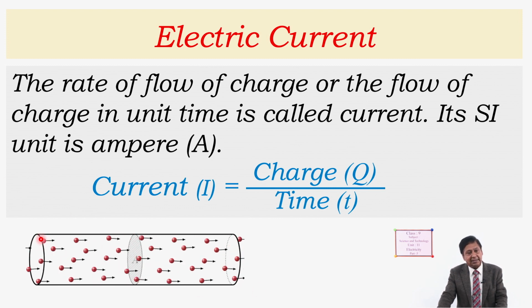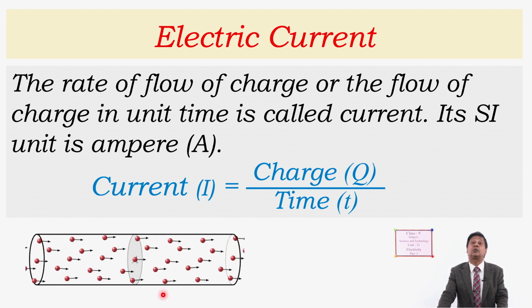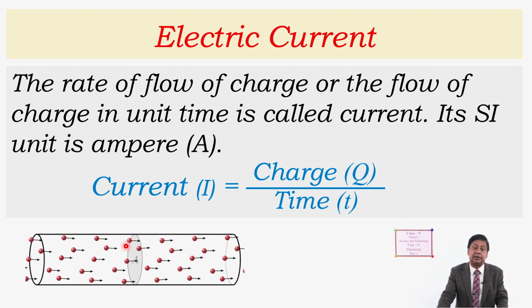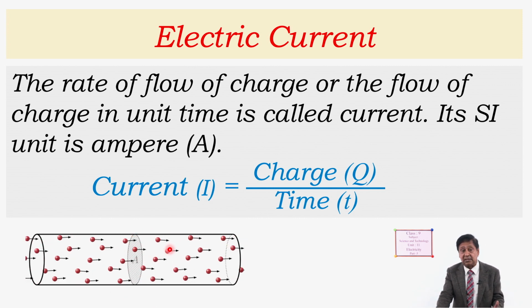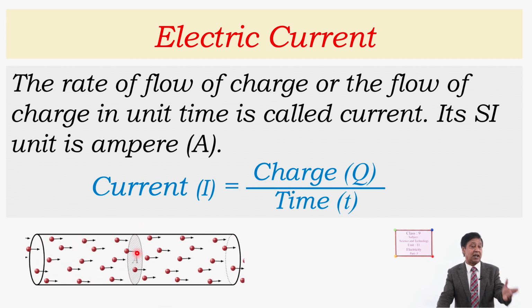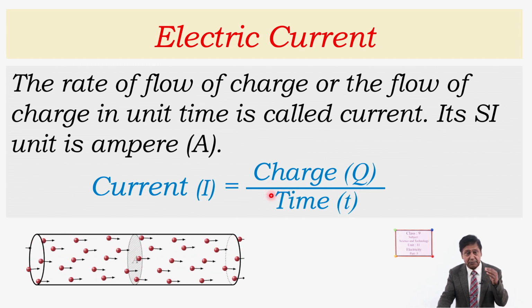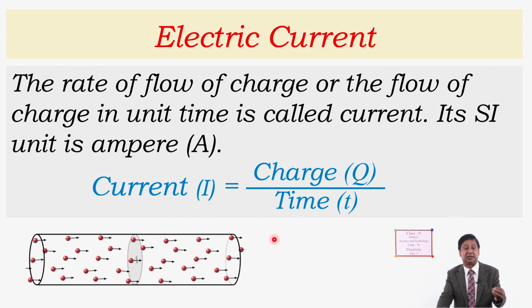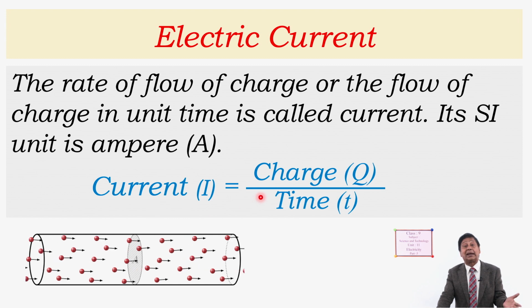Let's say electrons are flowing. It means electrons are carrying negative charge, and this negative charge is crossing, let's say, this cross section of the conductor. Then the amount of negative charge crossing this cross section can be taken in the numerator, and how long it takes to cross that cross section, that is time. If the total amount of charge crossing this cross section is divided by the time taken by those charges to cross this cross section, then we'll get current, and current comes in ampere.